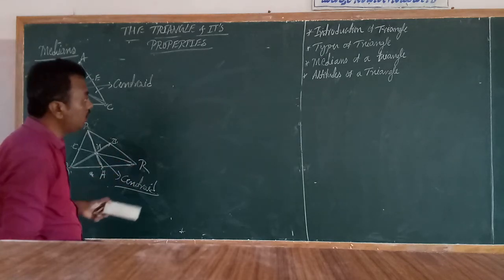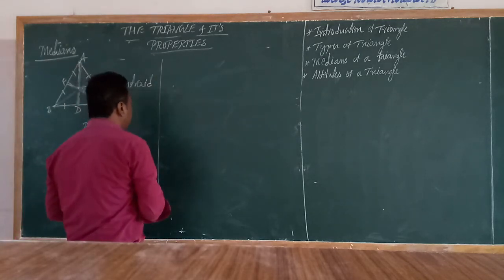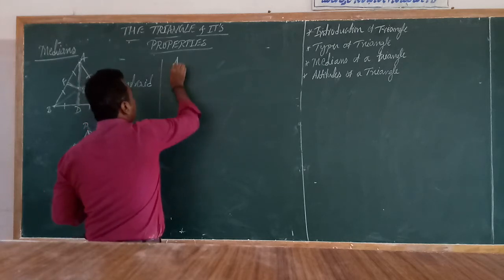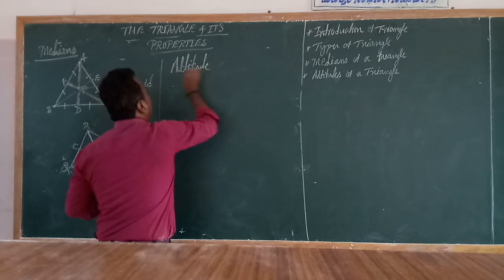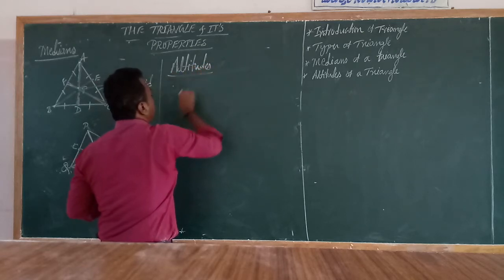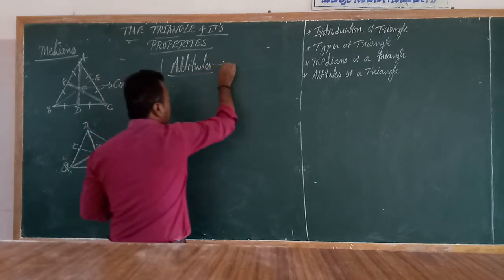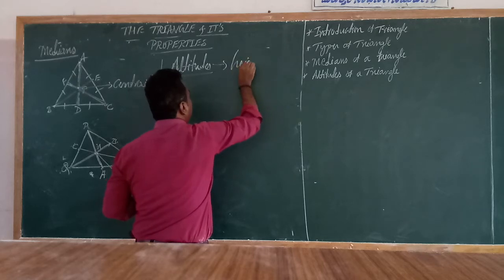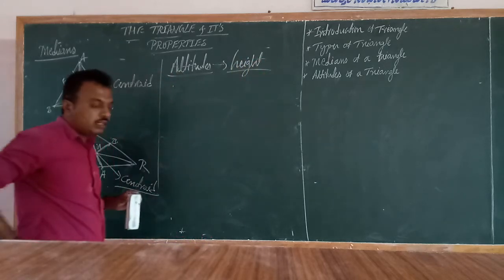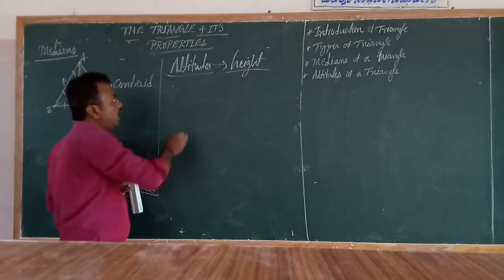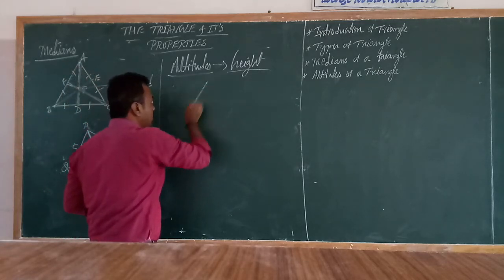Yes. The last one is the altitude of a triangle. What do you mean by altitude of a triangle? Altitude is nothing but height. So how many altitudes are there in a triangle? There are also 3 altitudes. I will draw one of the diagrams.